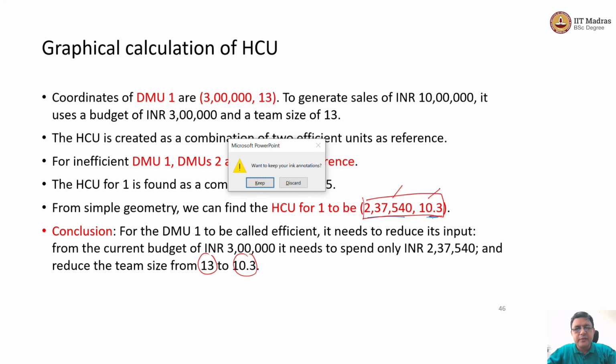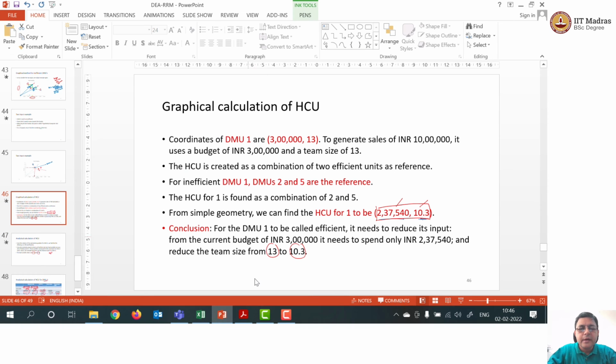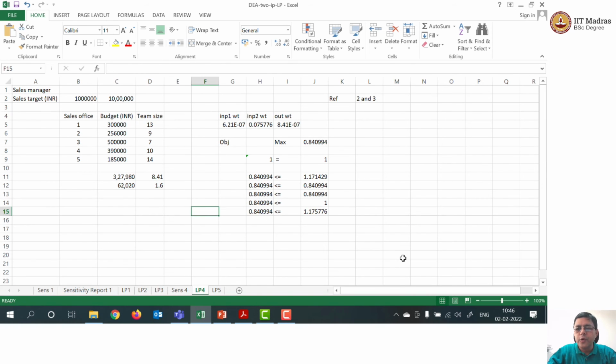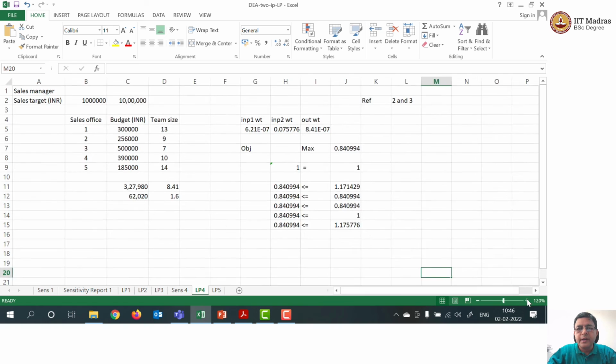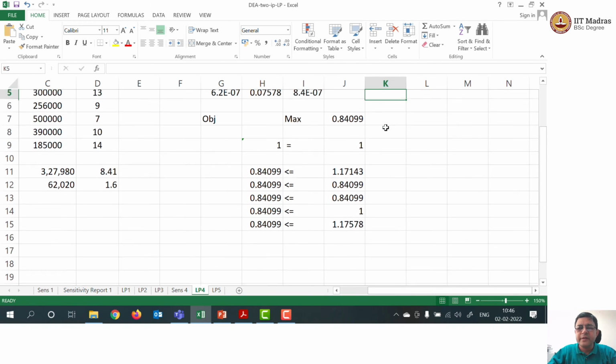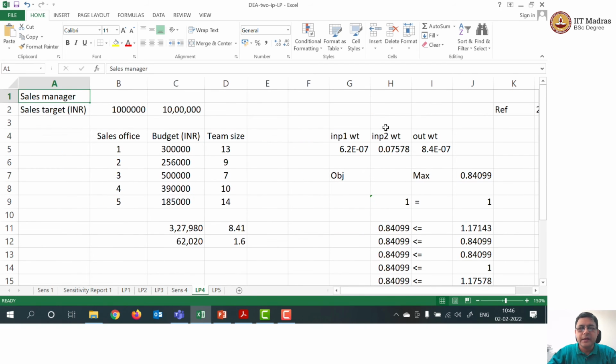Let us go to Excel first. Let us look at DMU4. Why was DMU4 inefficient? DMU4 was inefficient because when it solved its own linear programming DEA, it reported an objective function of 0.84. Therefore, DMU4 is inefficient. Now, once again, let us run the sensitivity.